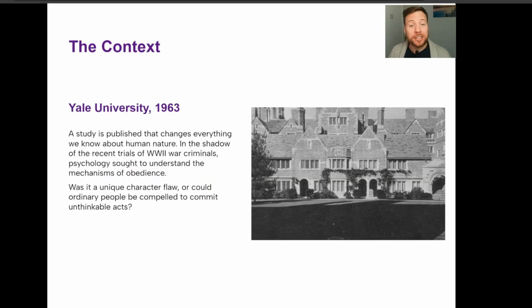Okay, so in 1963, the world was trying to process the horrors of World War II. The big question was why? Like, how could normal people commit the atrocities? Was it a unique character flaw in those specific people? Was it a psychological trigger, or was it something within all of us that can push normal people to commit unthinkable acts just because we are told to?